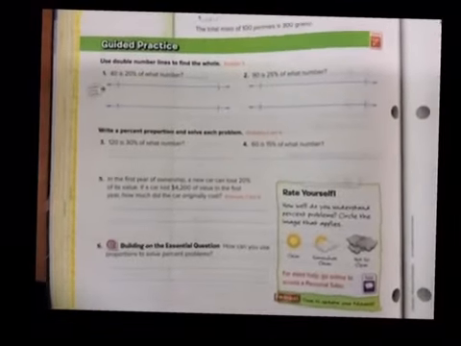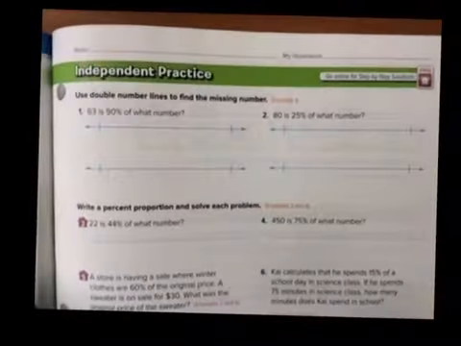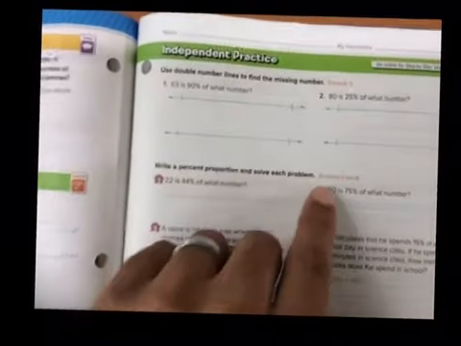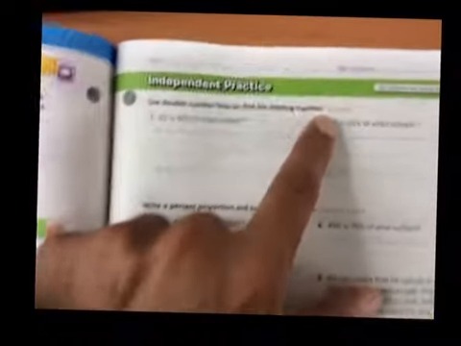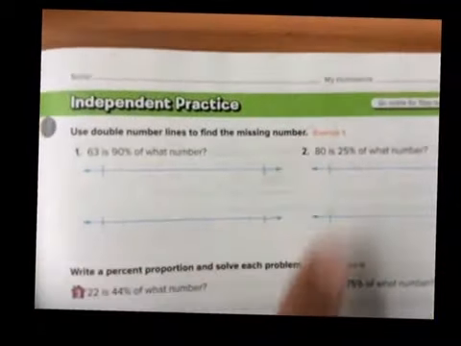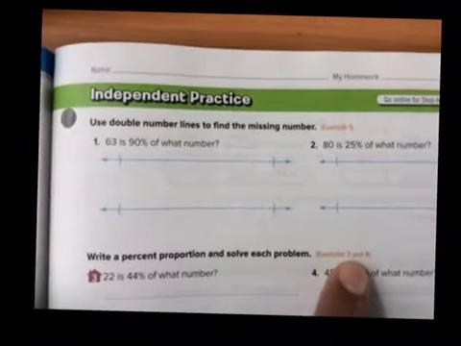Okay, as we've done before, please leave the guided practice for class so we can do it together as a warm-up. Do complete the independent practice on your own. Remember, you can always look at the examples. You can turn back and look at the examples if you need a little bit of help. So this one is explained in example 1, and you can see that here, example 3 and 4 will explain how to do those ones.